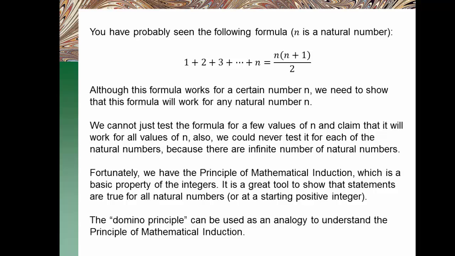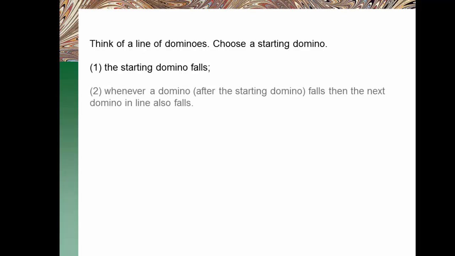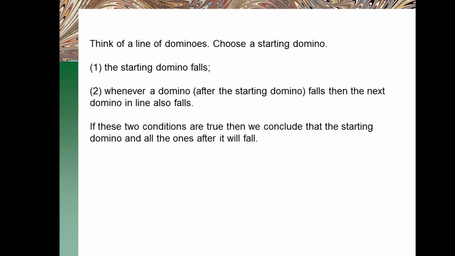To illustrate the principle of mathematical induction, we use the domino principle as an analogy. Think of a line of dominoes and choose a starting domino. Now we are going to check two conditions. First, we need to check whether the starting domino falls. The second condition is whenever a domino falls after the starting domino, then the next domino in line will also fall. If these two conditions are true, then we can conclude that all of the dominoes will fall after the starting domino.